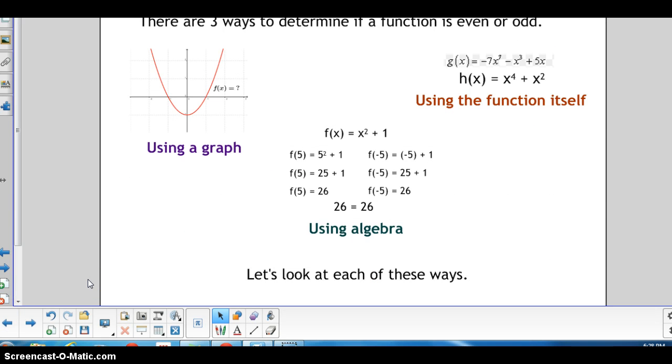Take a few minutes to try the examples on your own and make sure you understand these definitions. If needed, go ahead and re-watch the parts that you need to. All right, good luck.